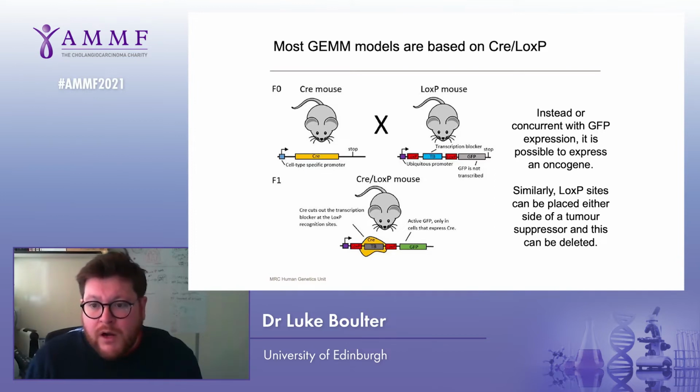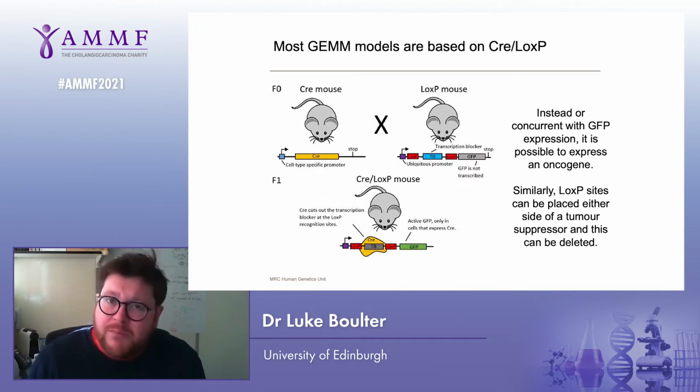And most of them are based on a technology called Cre-LoxP. So Cre-LoxP allows you to delete specific genes in specific cell lineages. So using Cre, essentially as a molecular pair of scissors, you can chop out genes that are flanked by these sites called LoxP. And this allows you to delete tumor suppressors such as P53 and PTEN, but also allows you, if you have the right mouse, to overexpress certain genes.